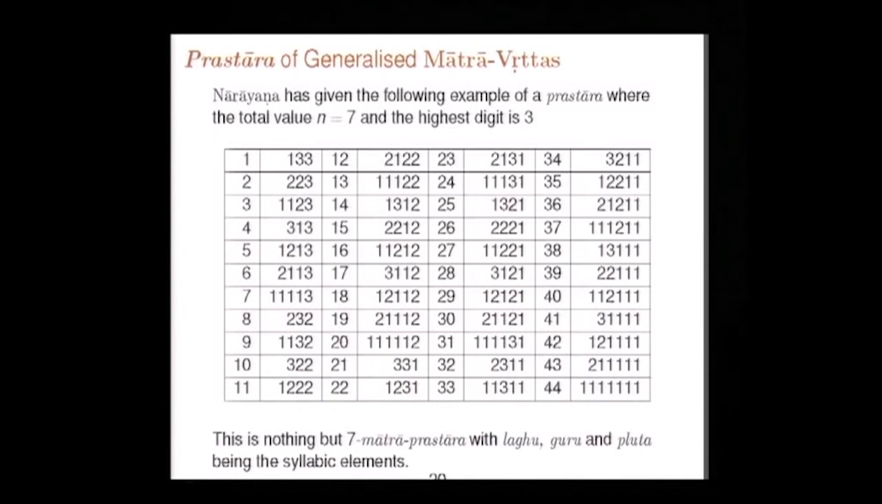So the prastara where the total value is 7, highest digit is 3, so you can think of it as Lagu, Guru and Pluta. 1 is Lagu, 2 is Guru, 3 is Pluta. The total sum is fixed, that is 7 now. So you start with the maximum: 3, 3, 1. What is the rule for Matravritta prastara? From the left you start, the first place where a non-1 digit occurs, 3, you put the digit just below that: below 3 you put 2, bring down this 3 as it is. Now fill it up: 3 plus 2, 5 is already done, so you can only put a 2 there.